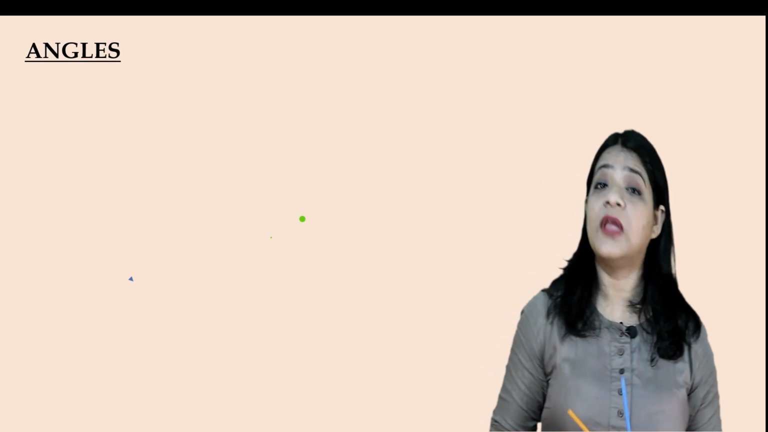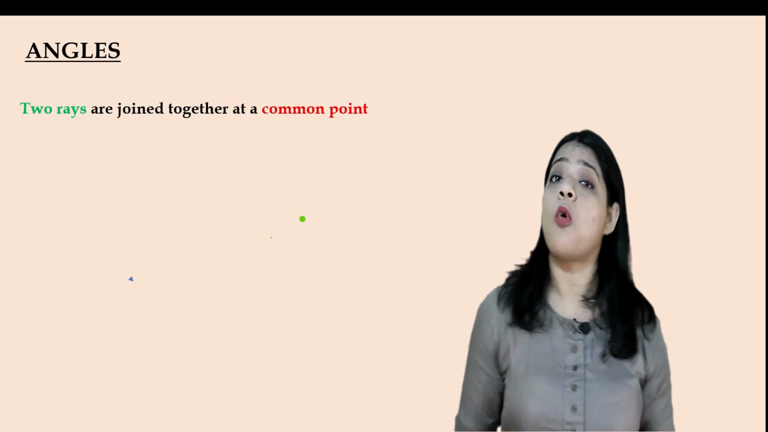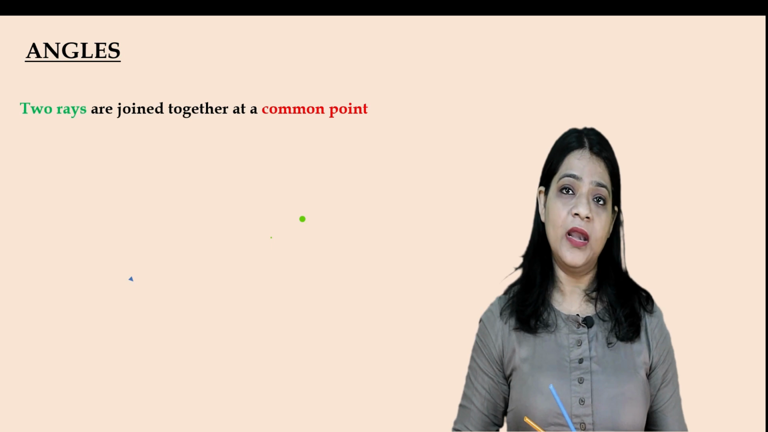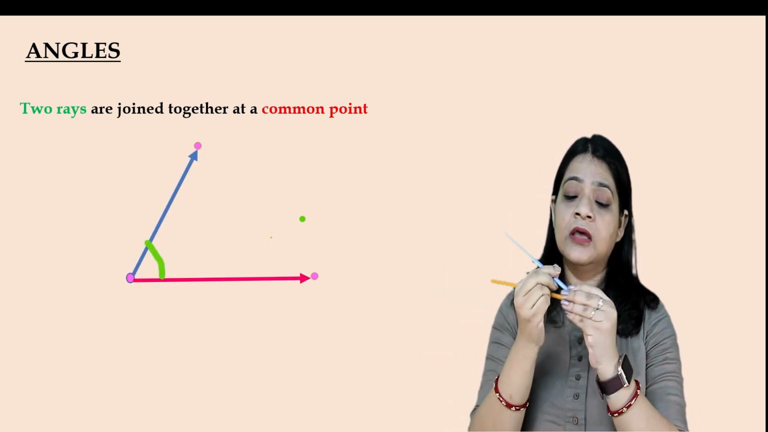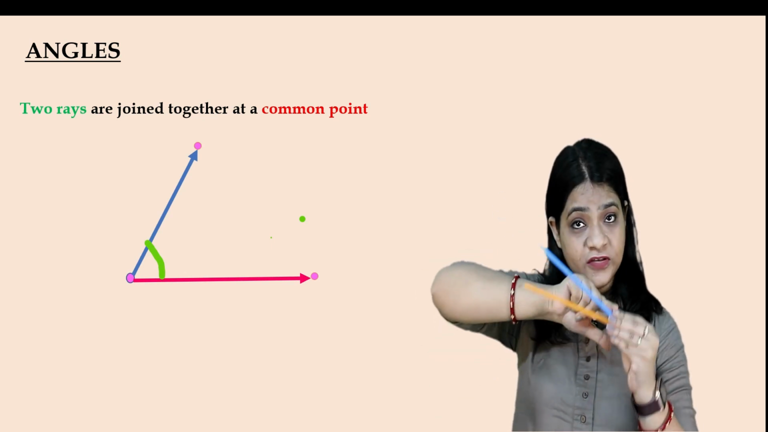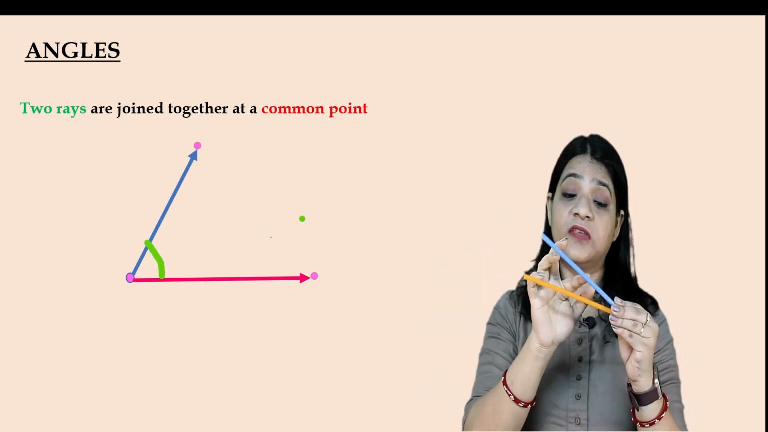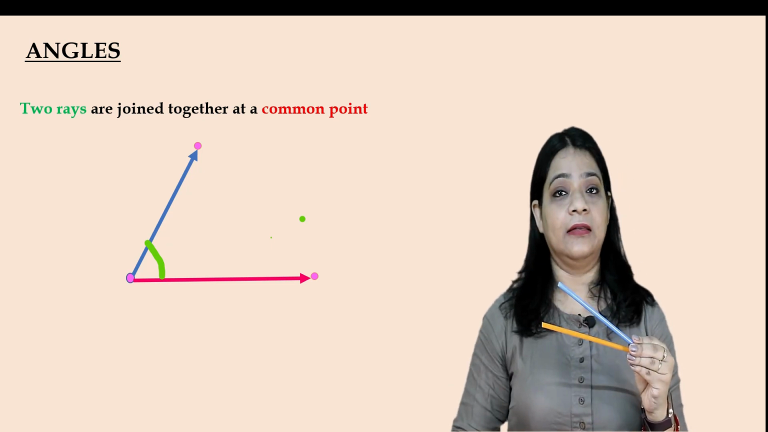Now as we open the box more widely, the angle is increasing. If we try to close the box, this angle is decreasing. So talking in terms of geometry, we say that when two rays originate from a common point, they form an angle. Suppose this is one ray, this is another ray. This is the point of origin of these two rays, and this forms an angle.